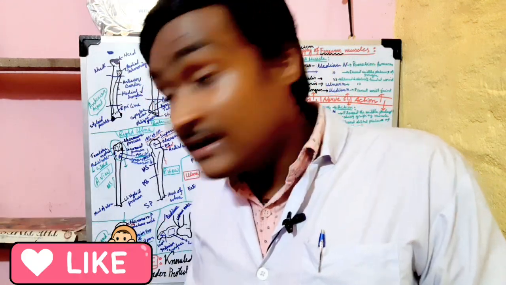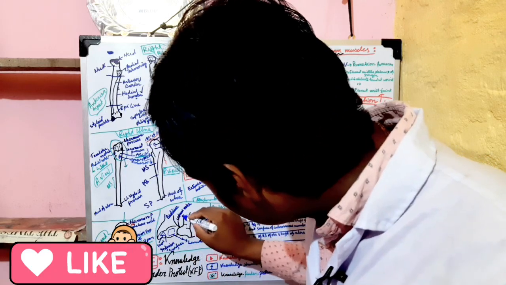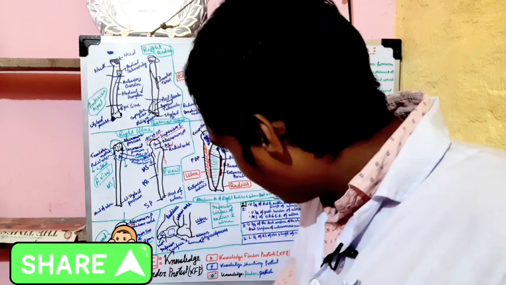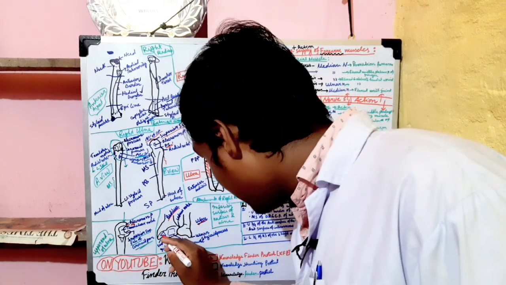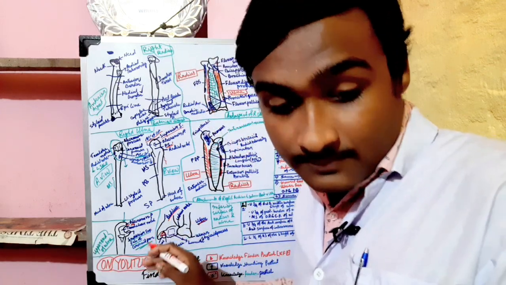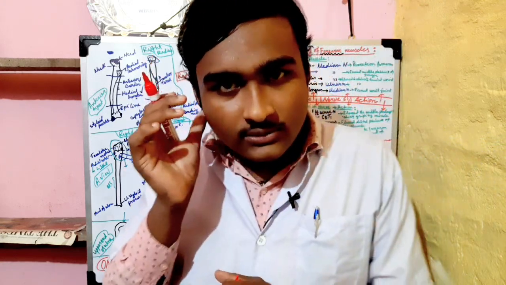And what is the inferior surface? For the inferior surface, you can see here this is the radius and this is the ulna. This is the inferior surface. It is triangular in shape and articulates with the scaphoid bone.